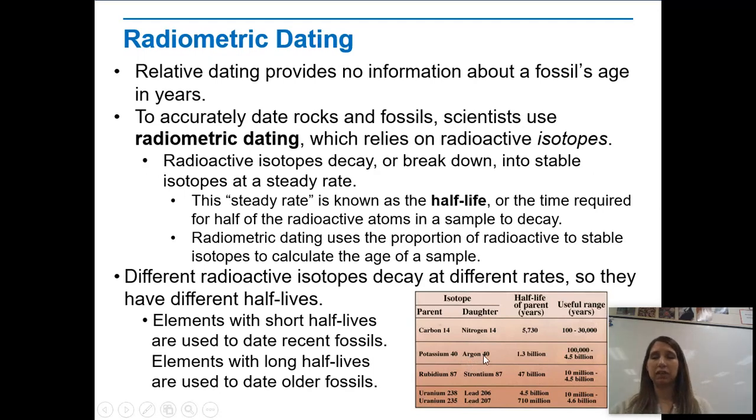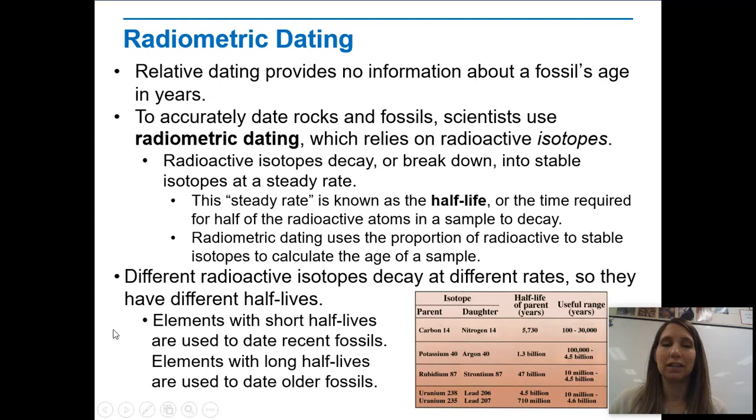And so some of these are used to date fossils that we believe to be fairly young and existing not too far in the past, like on the order of just 100 to 30,000 years. Carbon 14 would be that. Others that have longer half-lives, like potassium and uranium, would be used to date things that are on the billions of years kind of scale.